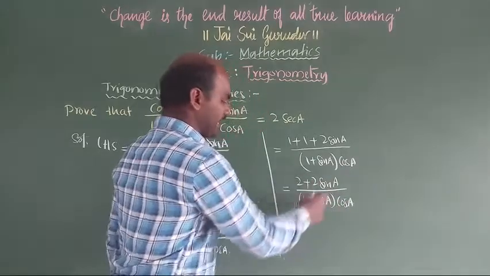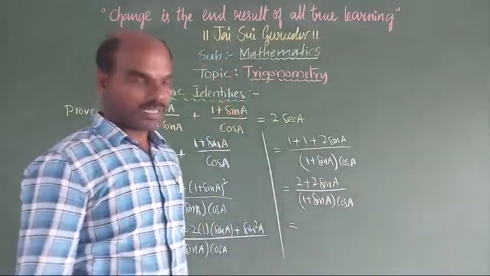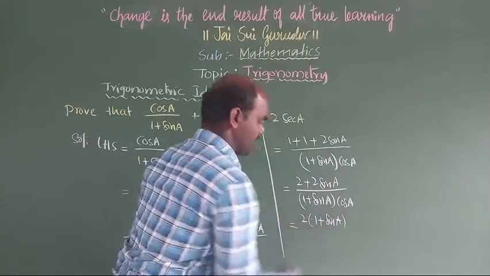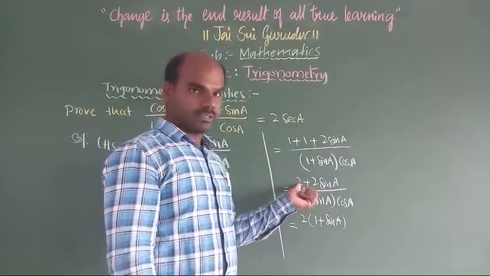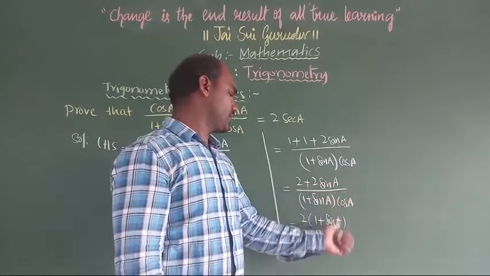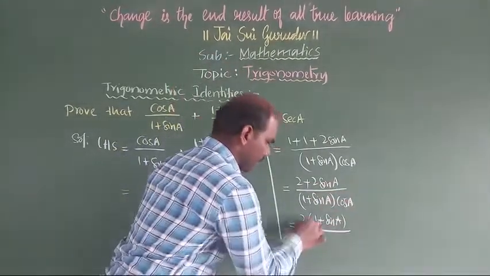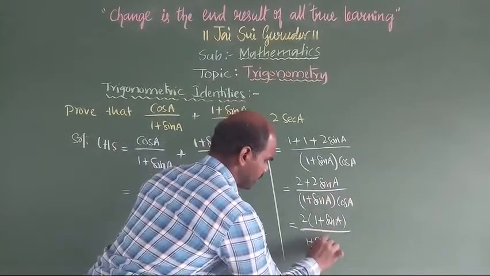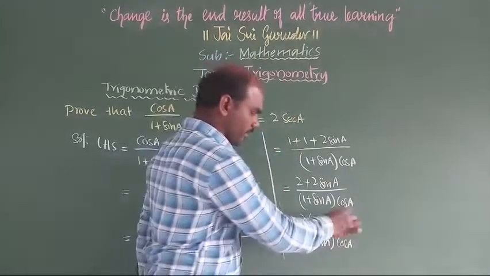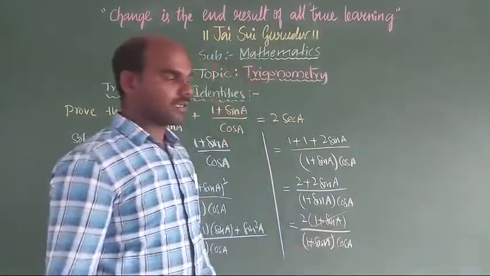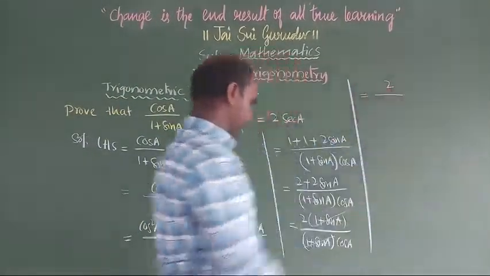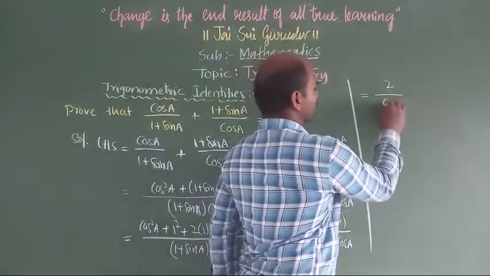So then, taking 2 as common, that is 2 of 1 plus sin A we should get. Yes or no, children? When you take 2 common, 1 will remain, and 2 sin A, taking 2 common, will become sin A, divided by what is the remaining, children? 1 plus sin A into cos A. Okay, so 1 plus sin A is cancelled now. What is the remaining, children? That is equal to 2 by the remaining part in the denominator, cos A.